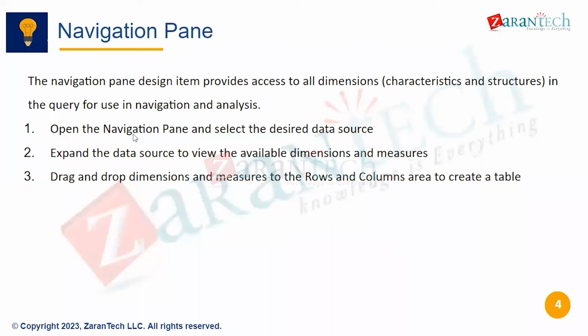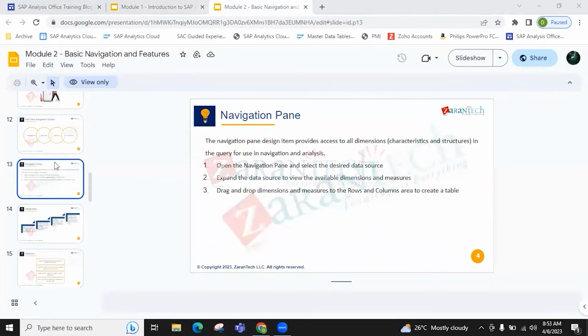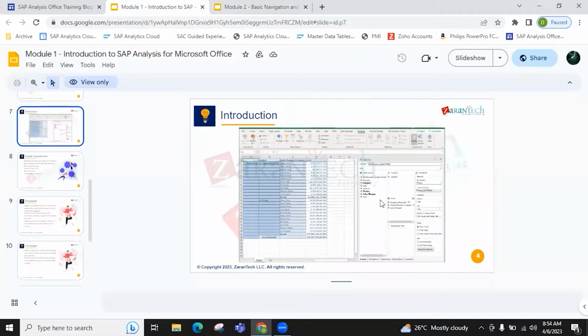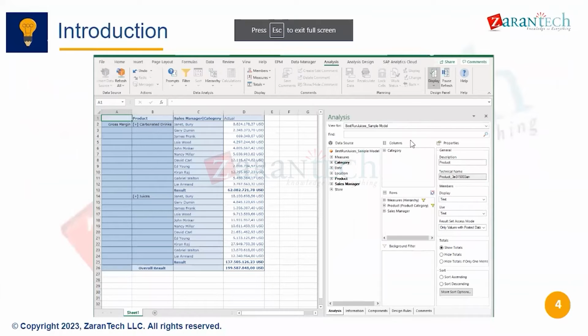As I said, open the navigation pane and select the desired data source. If you have multiple data sources associated in a workbook, from here you can select the desired data source. Multiple data sources means, for example, in that particular sheet one, under the overall result, if I have another cross tab, you may have it here or in another tab. In that case, it will automatically create a name.